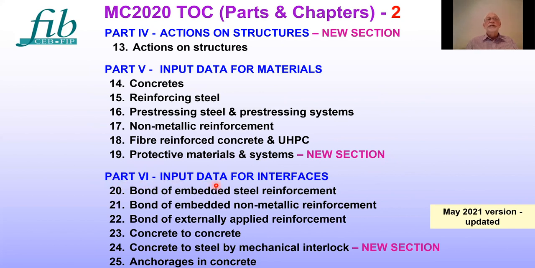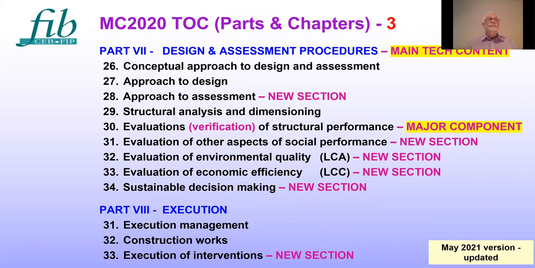Part 6 deals with input data for interfaces. As we have more materials, we will have more interfaces. So chapters 20 to 25 concern the bond of embedded steel reinforcement, non-metallic reinforcement, as well as externally applied reinforcements. Chapter 23 deals with concrete to concrete, so that's new concrete applied to old concrete. And 24 is a new section concerned with concrete to steel sections involving mechanical interlocks, studs, etc. And 25 deals with anchorages in concrete.